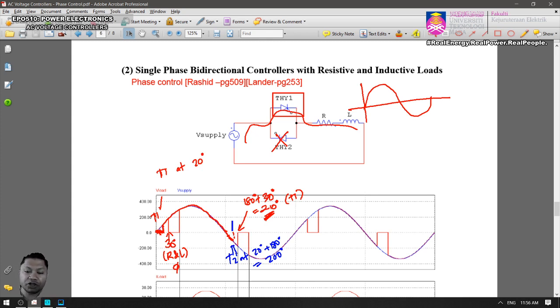So therefore, if you have a short pulse, then after it reaches 210, output voltage will go to 0 again, and there's no thyristor 2 operating. So your output voltage will look like this, and the similar thing happens at the next cycle.